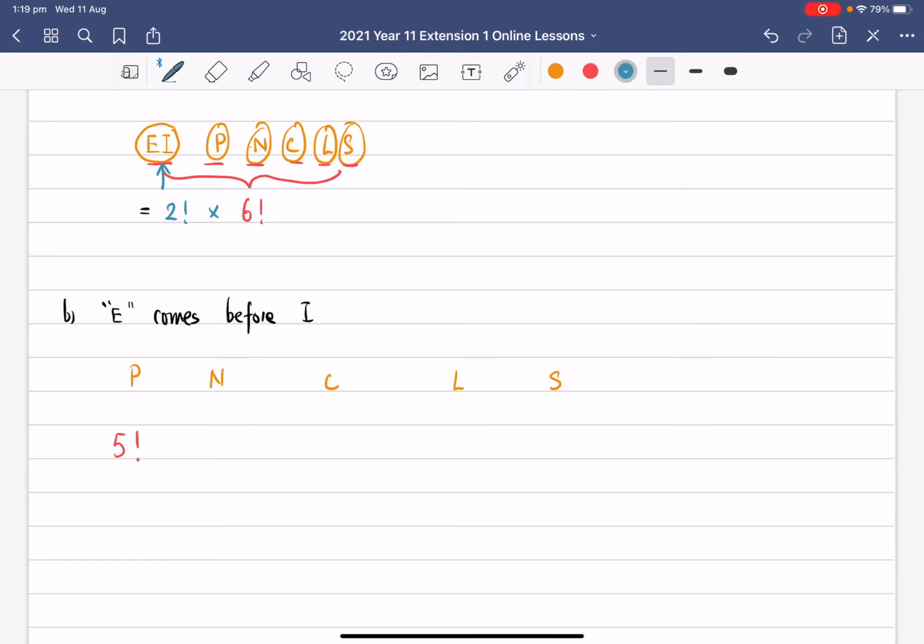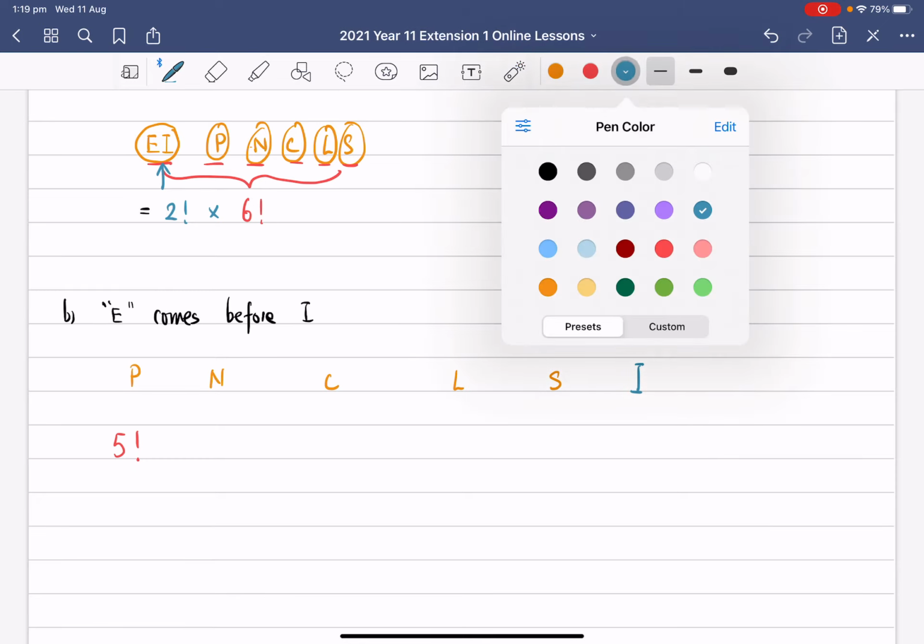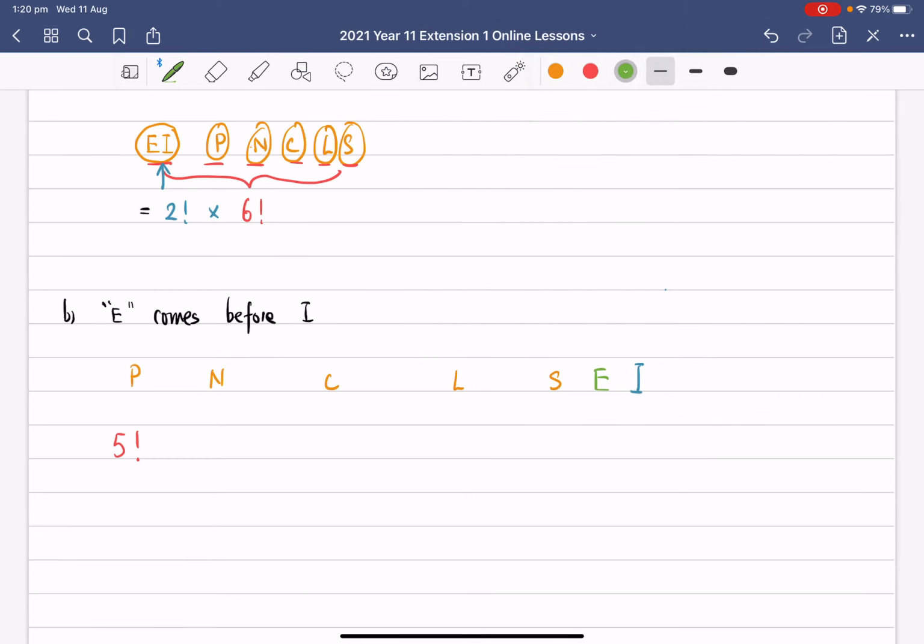Then we're going to start to think about E comes before I. So we have multiple positions to place I. Think about it, I can have an I here. Once I put I here, the E can be placed in multiple positions.